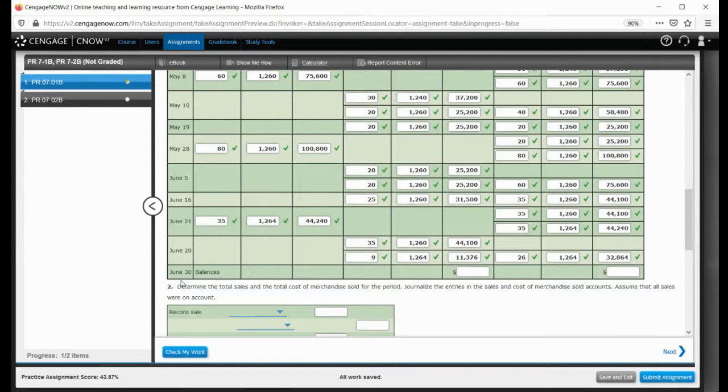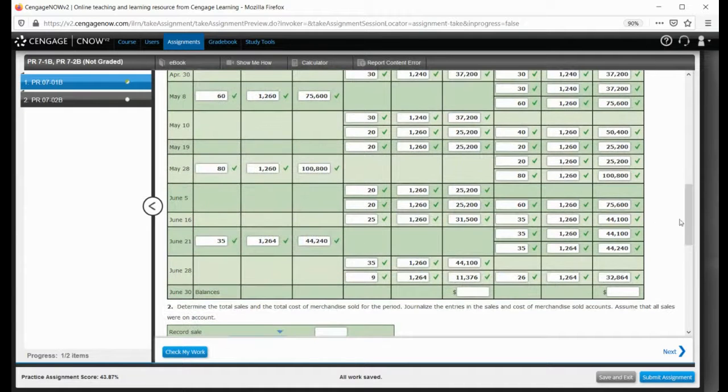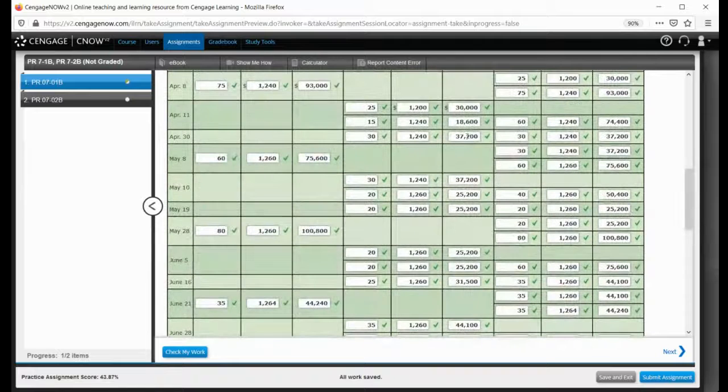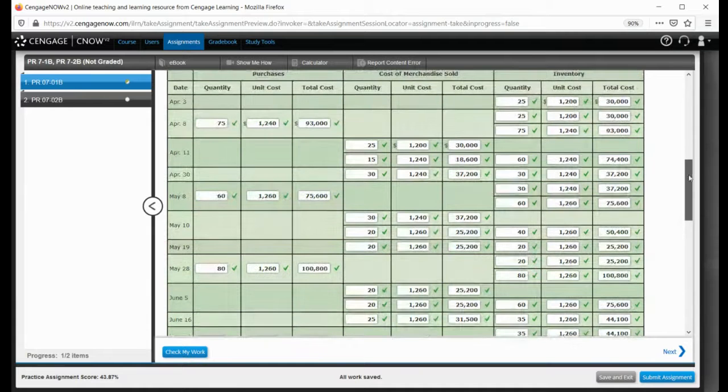All right, and then the last thing they want you to do is to show the balances. And so what you're going to have to do is determine the total amount of the cost of goods sold. And we do that by adding up each one of these columns here. This last column right here for the total cost of the merchandise sold is going to be added together.